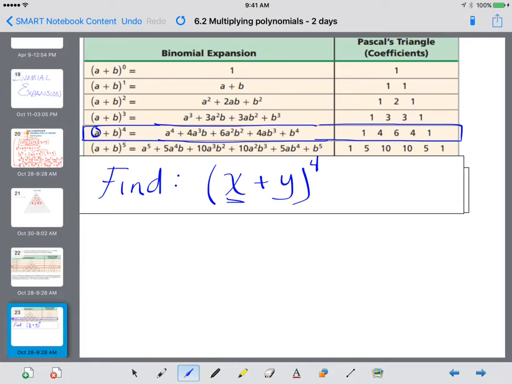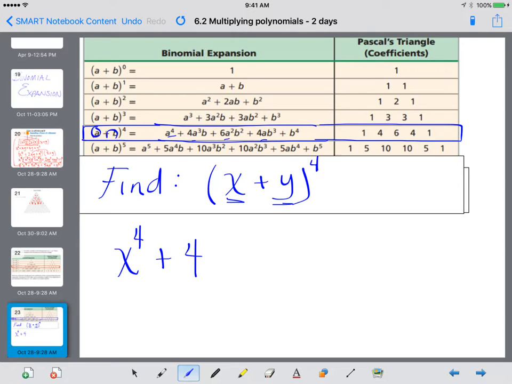Instead of b, I see a y. So everywhere in here, if I see an a, I'm going to replace it with x. So here's how this starts. It's going to be x to the fourth plus 4, that's the first coefficient. And then if you notice, it goes a to the fourth, a to the third, a to the second, a to the first, and then there's no more a.